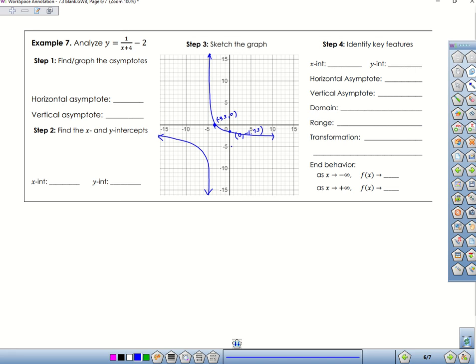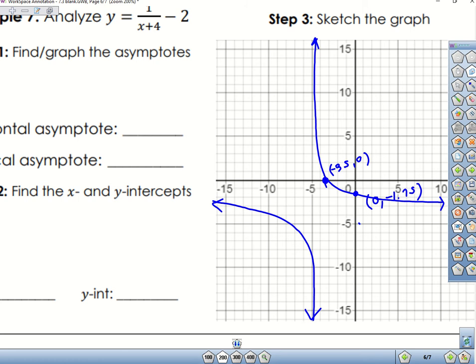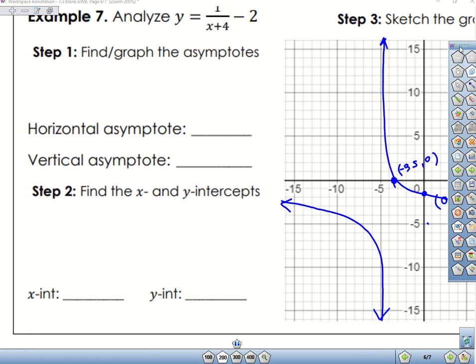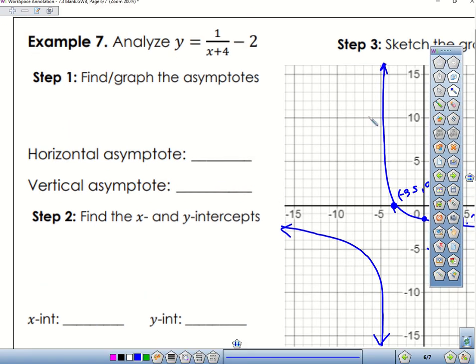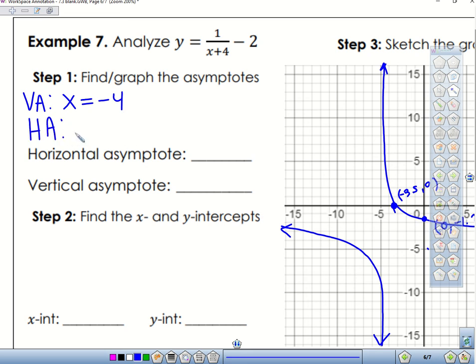Okay, so now we are going to continue with this: finding and graphing the asymptotes. There is a way to find your asymptotes by looking at the equation itself, which is how we are going to do this. So don't worry about the graph. Let's look at the asymptotes based on the equation. Your vertical asymptote is going to be x equals your h value. Looking at this equation, what is your h value going to be? Negative 4.